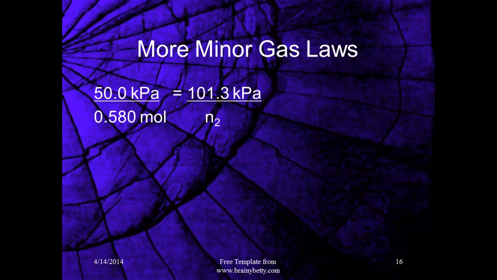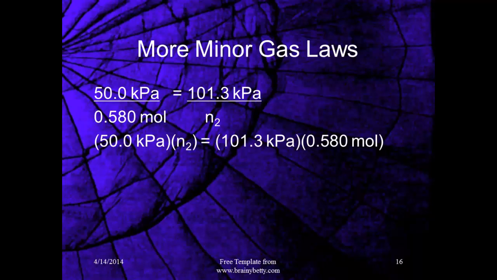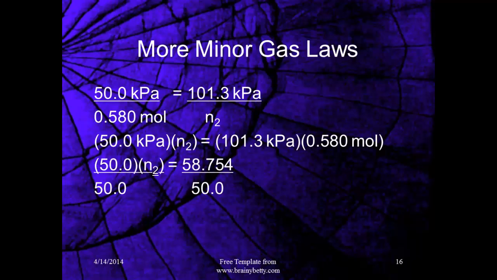Cross multiply and divide. 50 times N2 is equal to 101.3 times 0.58. Simplify the numbers on the right. Divide by 50 from the left. How many sig figs should we keep? 3. Go back to the numbers in the question. We'll keep 3. Should get 1.18 moles, again, depending on how many times you round. If you round at every step, your numbers may come out a little different than if you carry a number through on the calculator all the way.